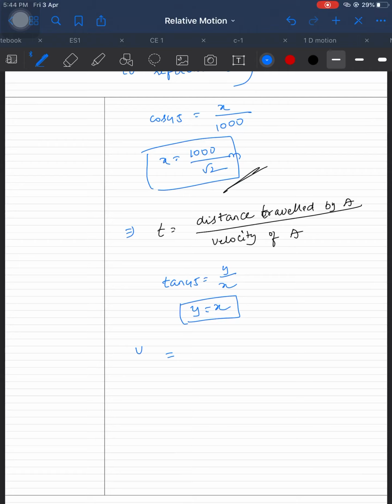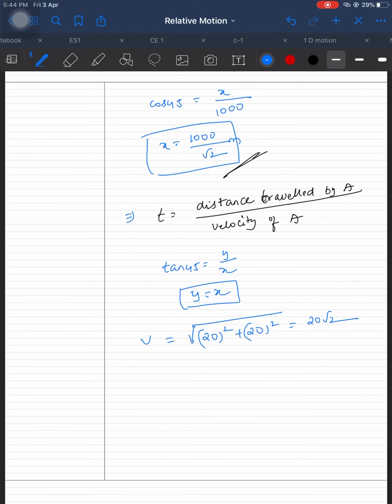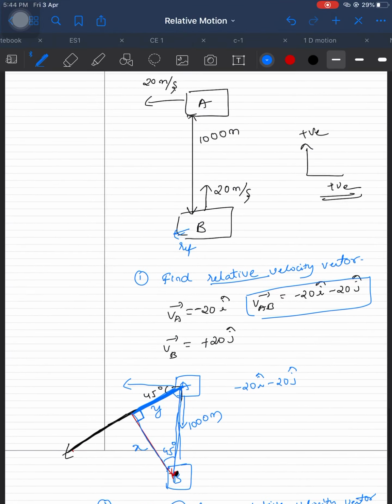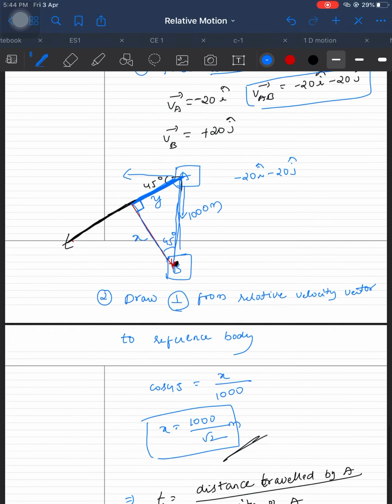Now the velocity we got is 20 i cap plus 20 j cap, so the magnitude is the square root of 20 squared plus 20 squared, which is 20 root 2. The time is equal to 500 root 2 divided by 20 root 2. Root 2 gets cancelled, giving 25 seconds. This is the time to travel the minimum distance. There can be any number of questions asked, but this is the way to solve.